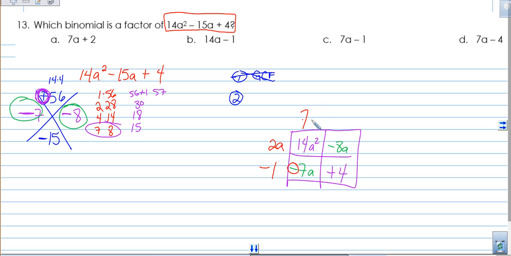7 and 14 have a 7 in common and an a. 8 and 4 have a 4 in common. This one's negative, so that one's negative. They don't both have an a. So you look which one's 7a minus 4 or 2a minus 1, and that is D as in dog.